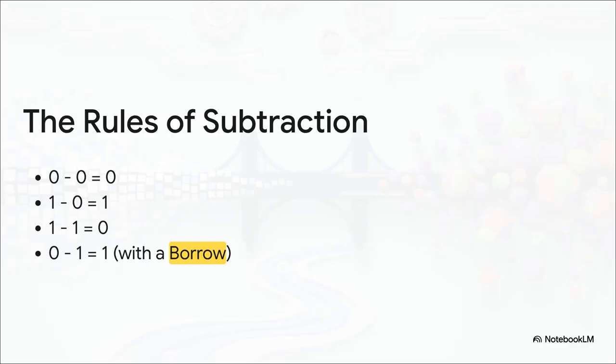Look at these rules. The first three are exactly what you'd think, right? 0 minus 0 is 0, 1 minus 0 is 1, no problem. But that last one, 0 minus 1, that's the troublemaker. To solve it, we have to do something you probably remember from grade school. We have to borrow from the column over to the left.